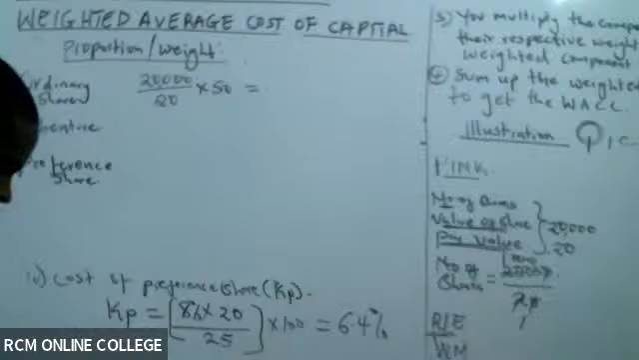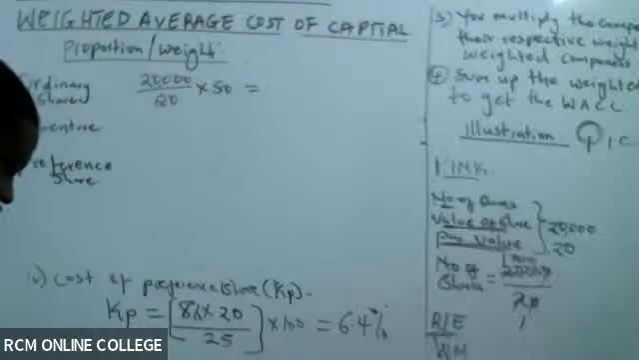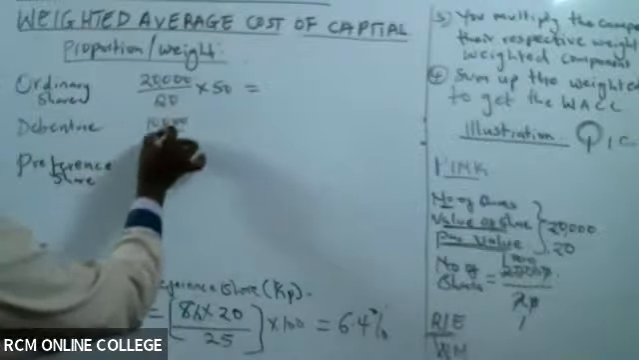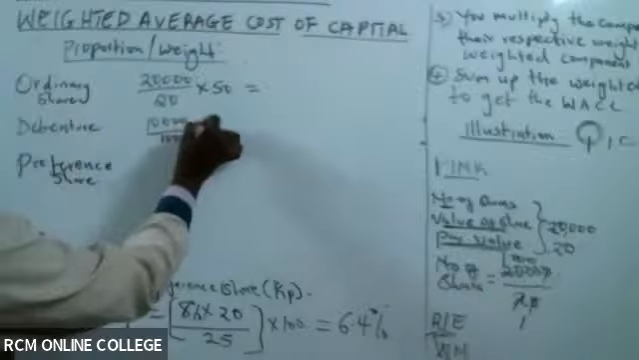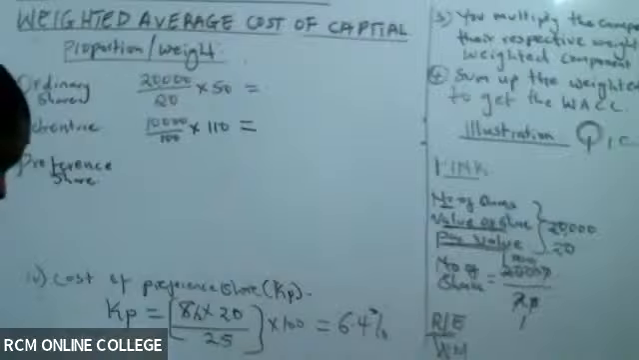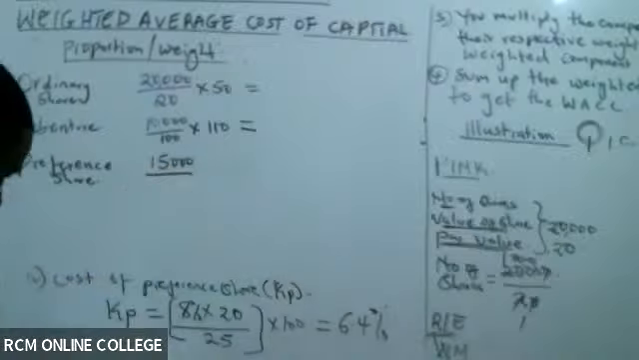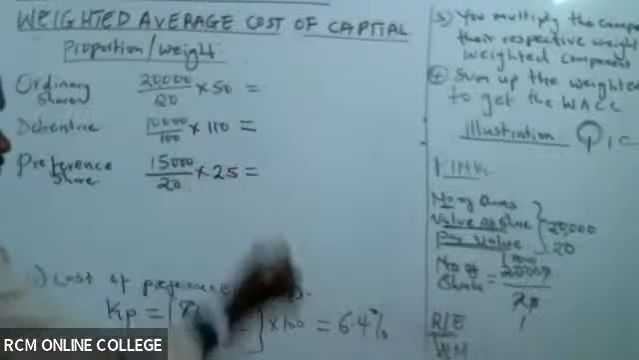Debenture value yake tuko na nini? Value yake tuko na 10,000, si ndio? Value ya debenture ni 10,000. Can you see that? So its value using the market price, you convert to shares. It's 100. Then you multiply by 110, which is the market price. Then you do the same for this one, 50,000, divide by the par which is 20. You multiply by 25, which is the current market price.